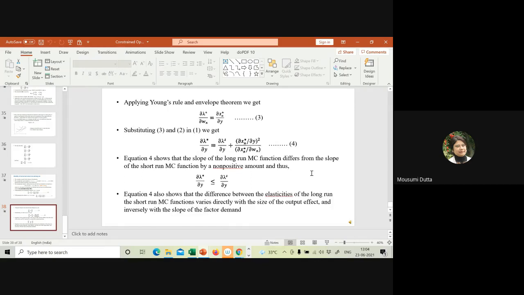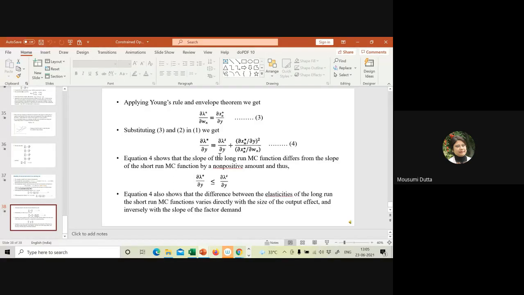Equation 4 also shows that the difference between elasticities of the long run and the short run marginal cost functions varies directly with the size of the output effect and inversely with the slope of the factor demand. So if I take the difference, we will have this value. Now the numerator is nothing but the square of the response of input with respect to change in output.